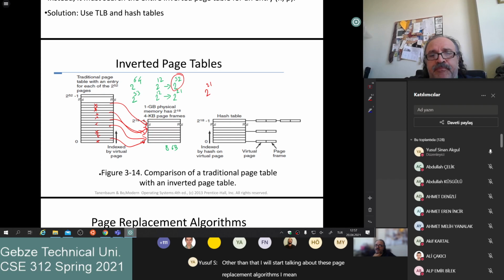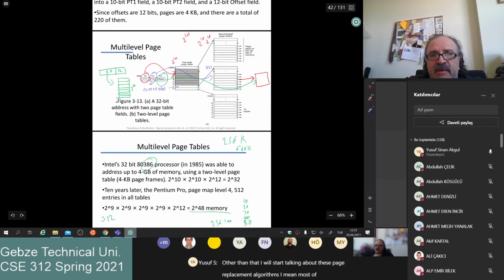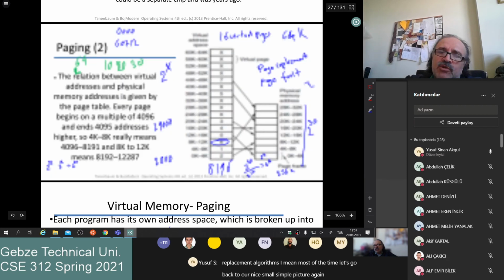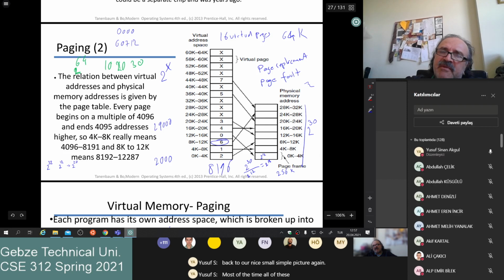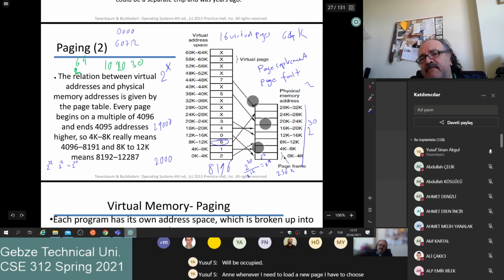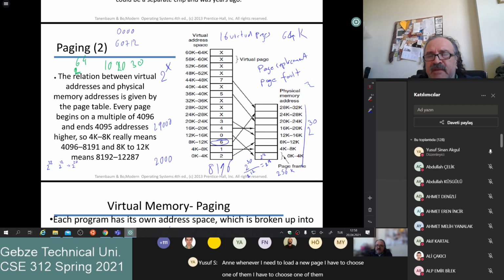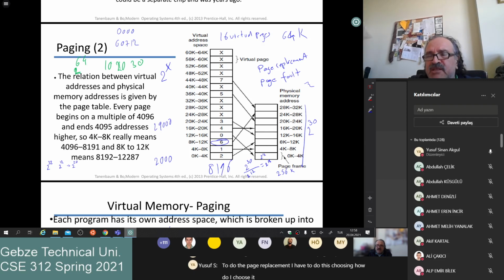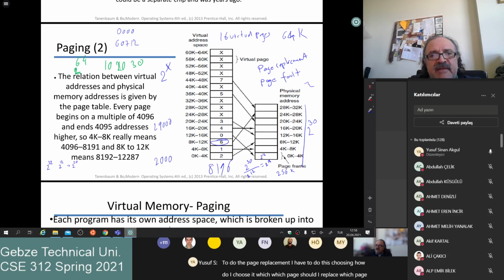Most of the time, let's go back to our nice, small, simple picture again. Most of the time, all of these pages will be occupied, and whenever I need to load a new page, I have to choose one of them to replace it with something else. So that's called page replacement. To do the page replacement, I have to do this choosing. How do I choose it? Which page should I replace? I have to make this decision.